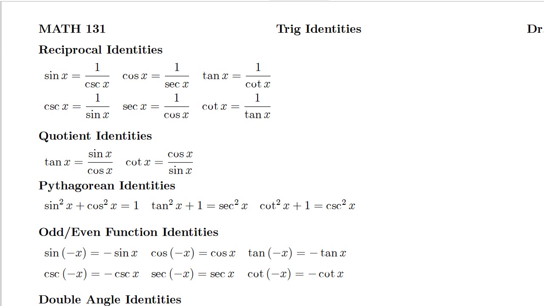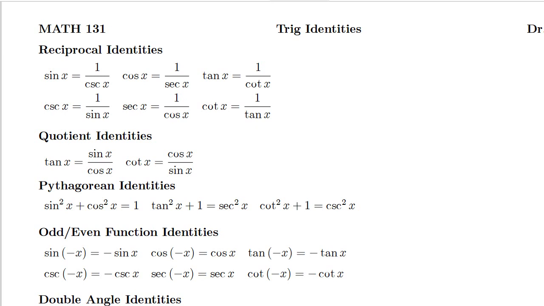So there's what are called the reciprocal identities. Sine is the reciprocal of cosecant, and cosecant is the reciprocal of sine. We've already seen that with right triangles. Cosine is the reciprocal of secant, secant's the reciprocal of cosine, and then tangent and cotangent are reciprocals of each other. Then there's quotient identities. Tangent is sine divided by cosine, and cotangent is cosine divided by sine.